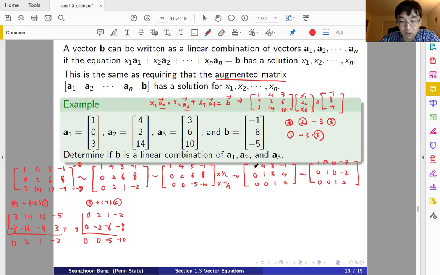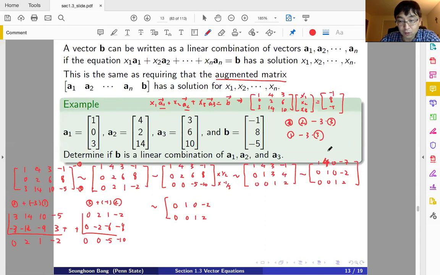Oh, you can keep 4, sorry. The 4 is keep, you have to keep 4. So like this. The next, you can eliminate 4. How can you do that? Here, you have to keep the third row, 0, 0, 1, 2. You have to keep second row, 0, 1, 0, negative 2.